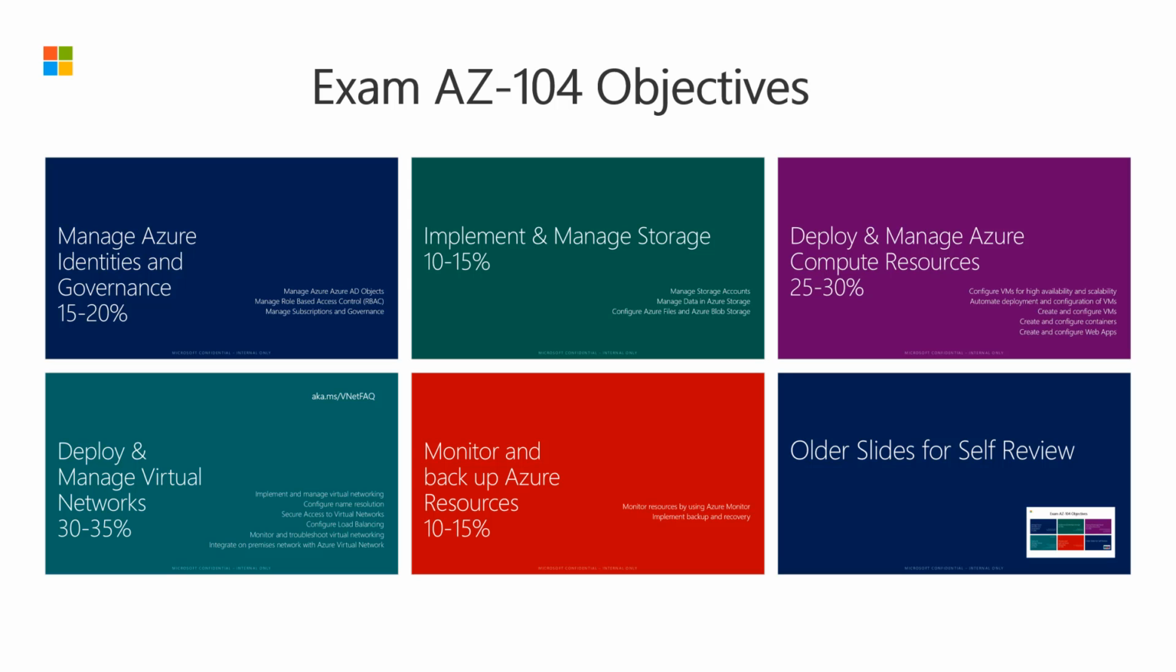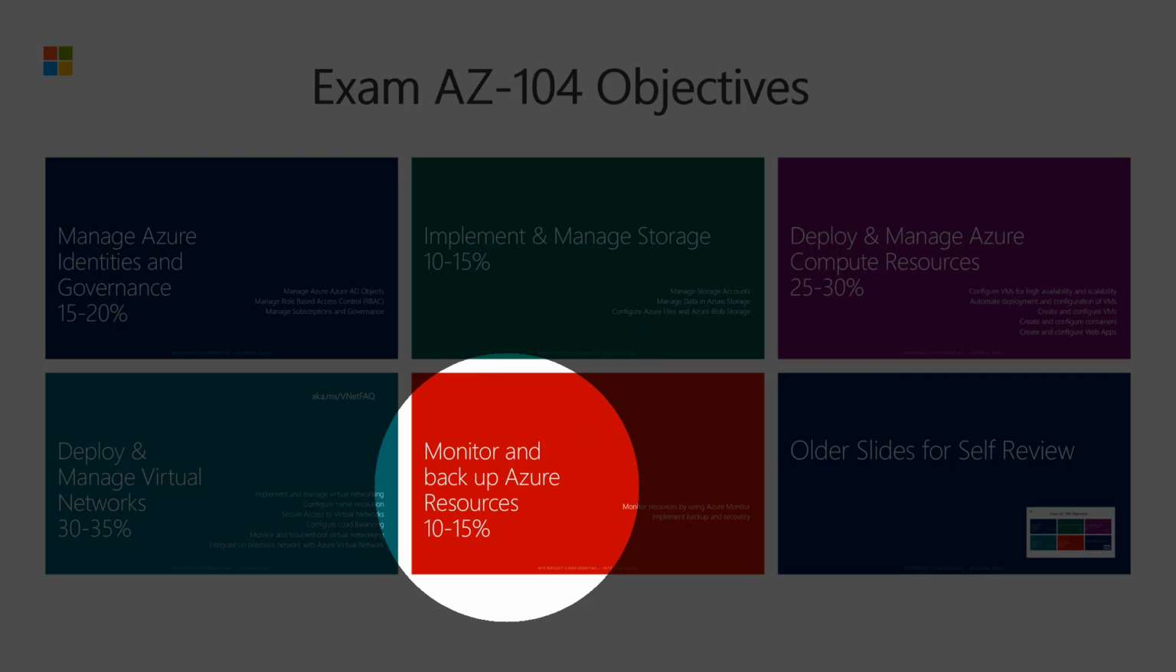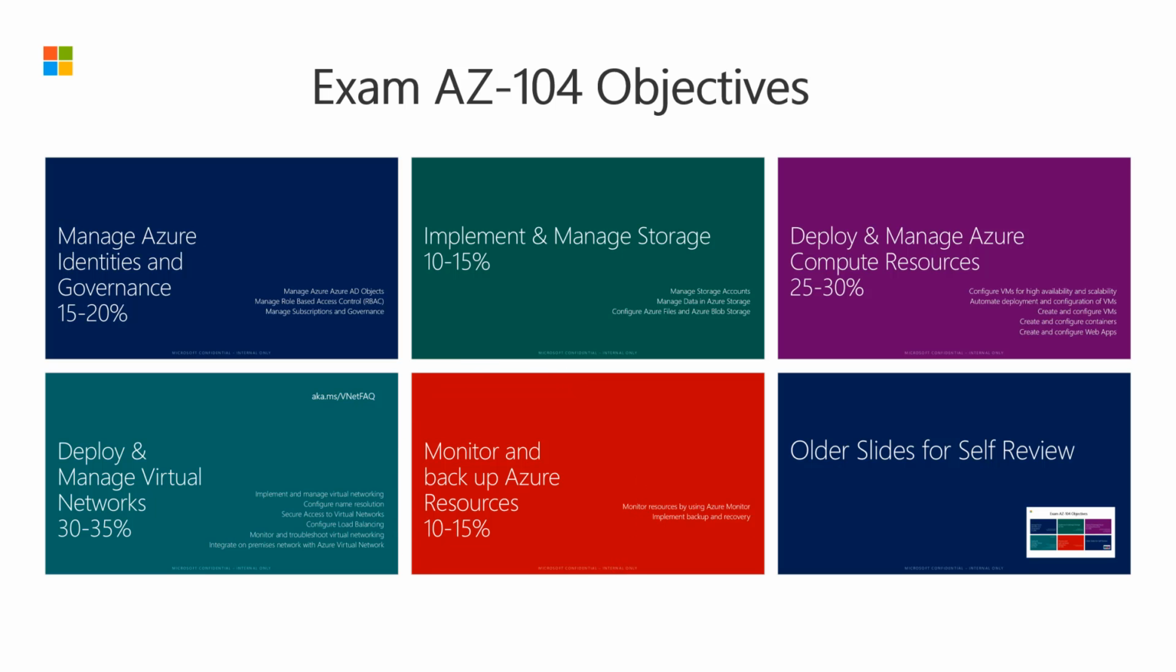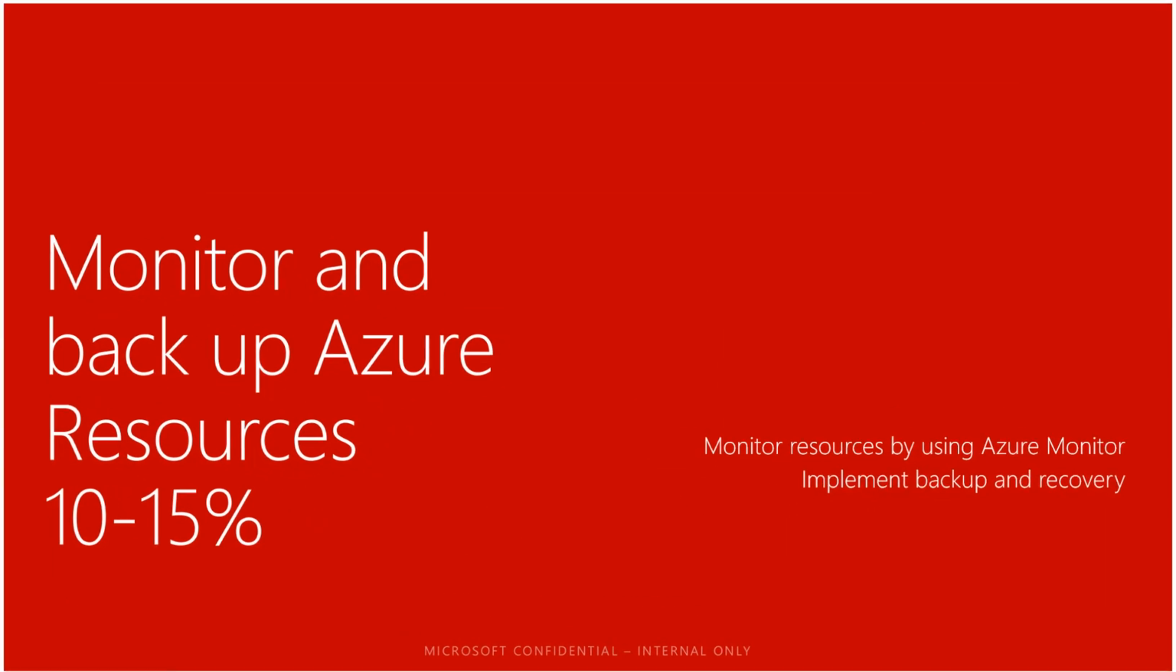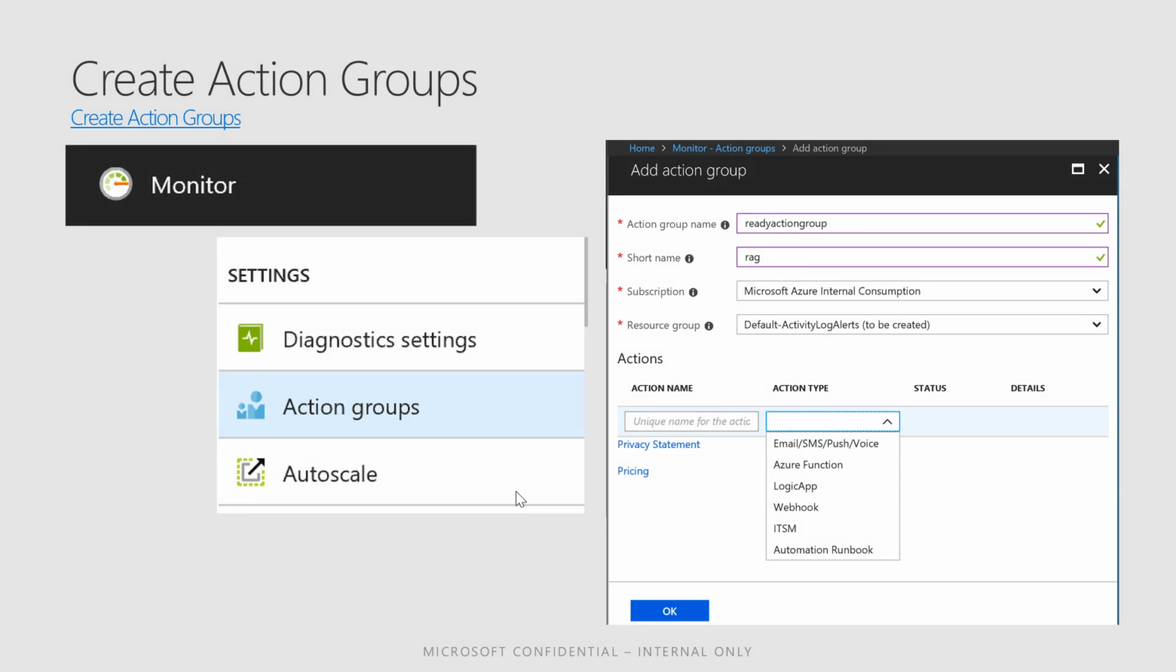For our final section, let's take a look at Monitor and Backup Azure Resources. An action group is a collection of notification preferences defined by the owner of an Azure subscription. Azure Monitor and Service Health alerts use action groups to notify users that an alert has been triggered. Various alerts may use the same action group or different action groups depending on the user's requirements.